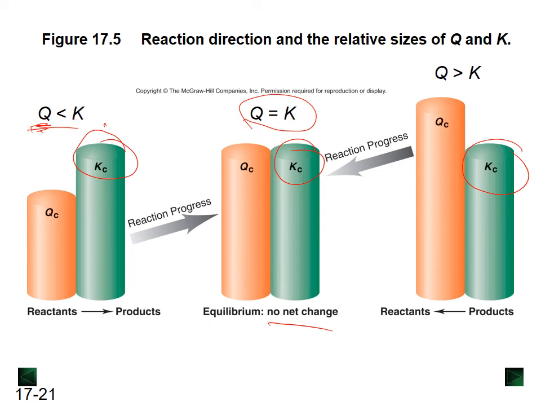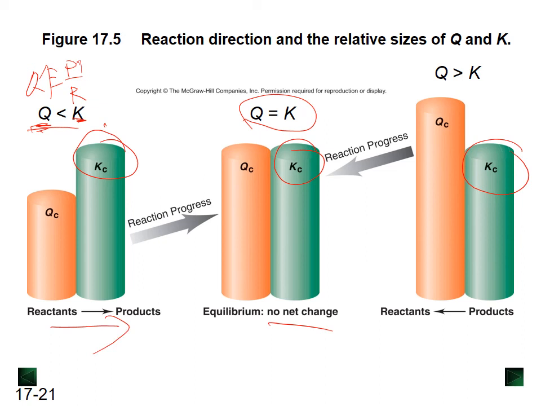So if Q is less than K, the reaction must proceed because by nature, eventually Q has to equal K. To do that, it has to increase Q. To increase Q, it must increase product, because Q is product divided by reactants. So to increase Q, it must increase product, and that's the forward reaction.